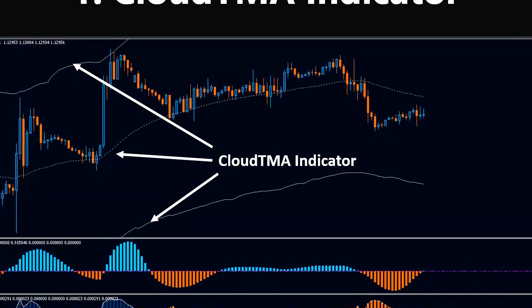Now, the cloud TMA indicator, you'll see on the top window of your chart. It's made up of 3 lines, and what we're looking to do here is to determine the overall trend direction and also overall trade direction.